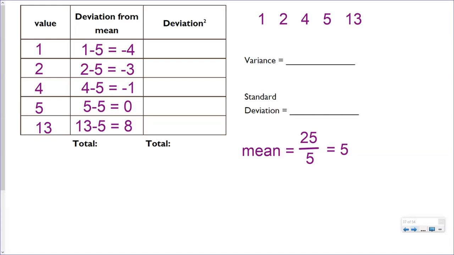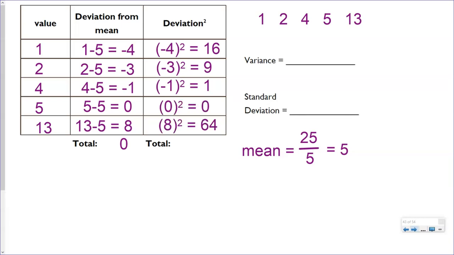As a check, we can add all those deviations together. And if they add up to 0, we can be pretty sure that we've done everything right so far. Now let's square the deviations. So -4 squared is 16, -3 squared is 9, -1 squared is 1, 0 squared is 0, and 8 squared is 64.